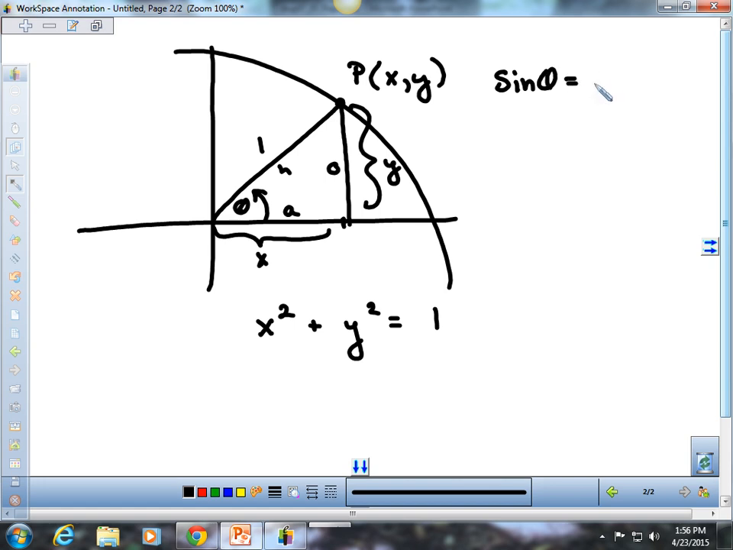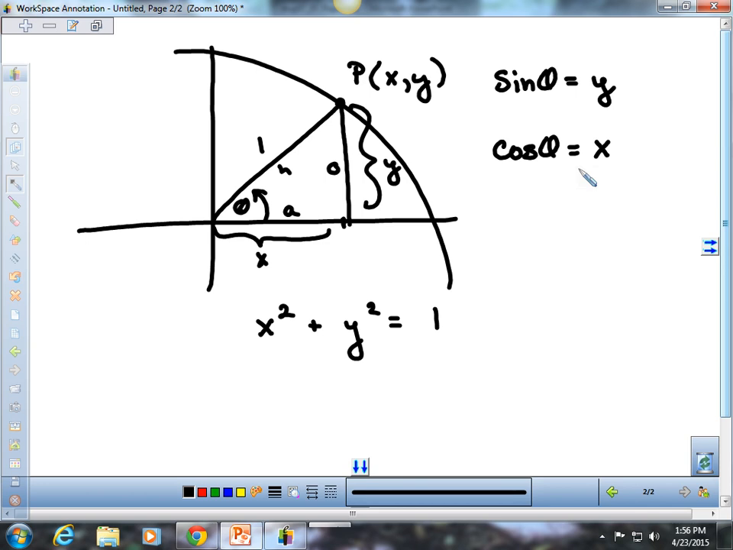y over 1, or just simply y, right? Could you tell me, please, what the cosine of this angle theta would be equal to? X over 1, or just simply x, right? And we really didn't even need to go back to baby trig. I did, with the understanding that maybe we forgot this.